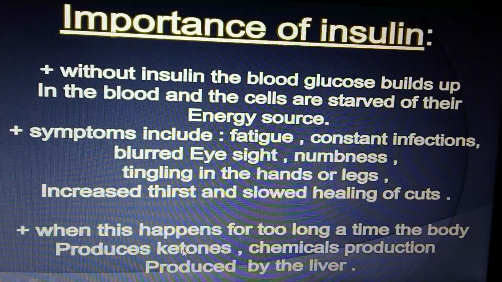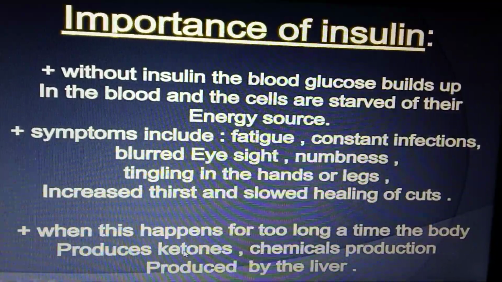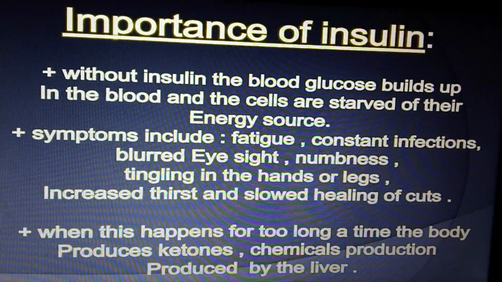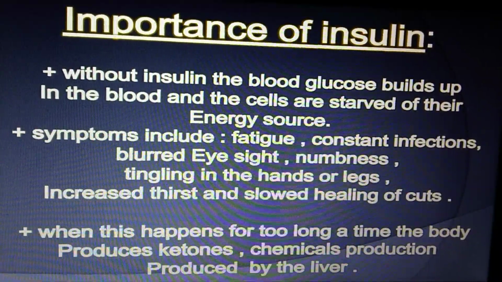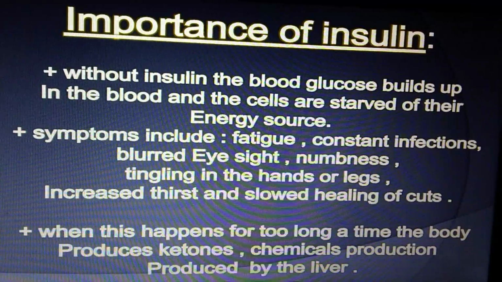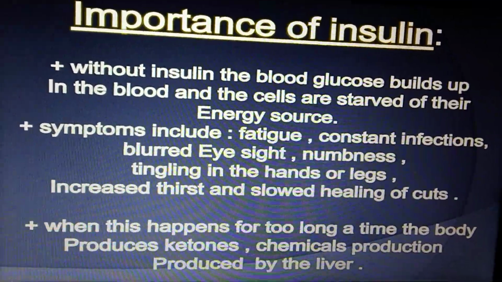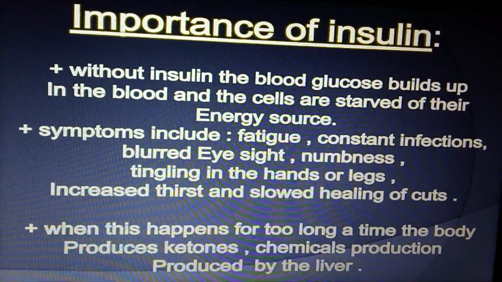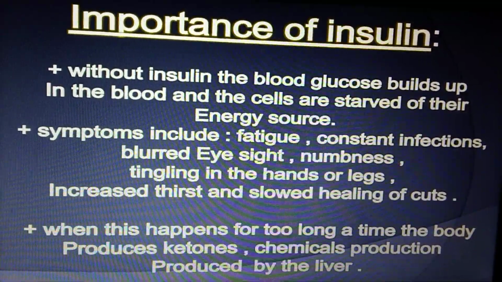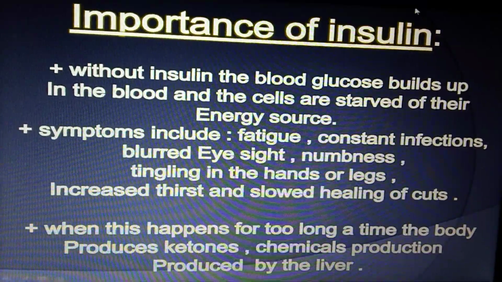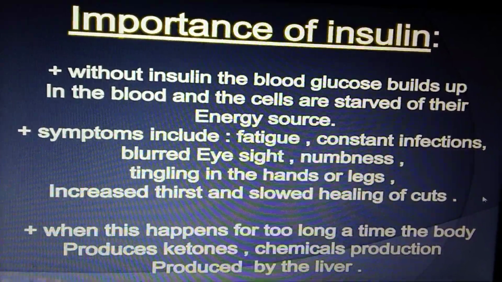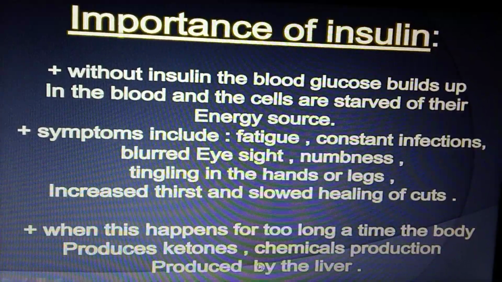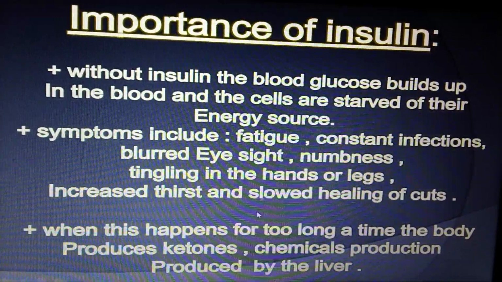When this happens for too long a time, the body produces ketones. What are ketones? Ketones are what measure the level in your urine. This is why ketones are produced in the case of diabetes. They are produced by the liver. Ketones are mainly an acid which is produced during diabetes.